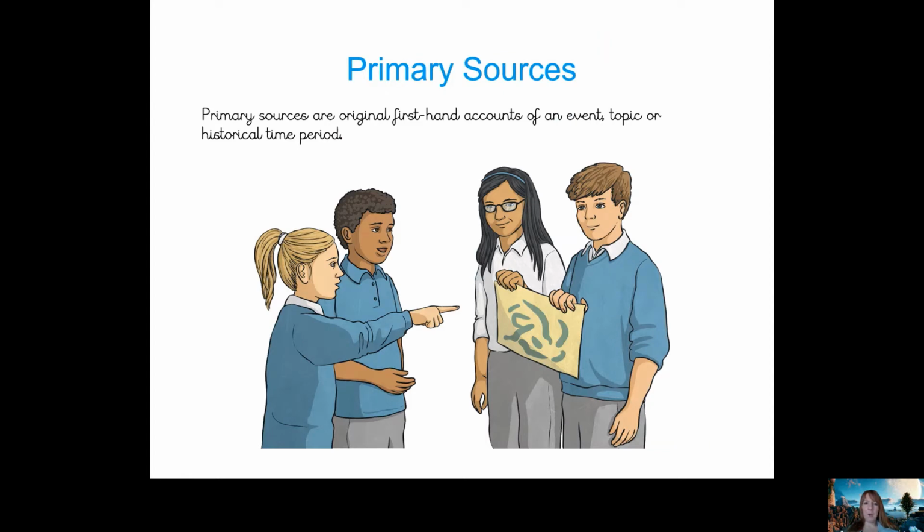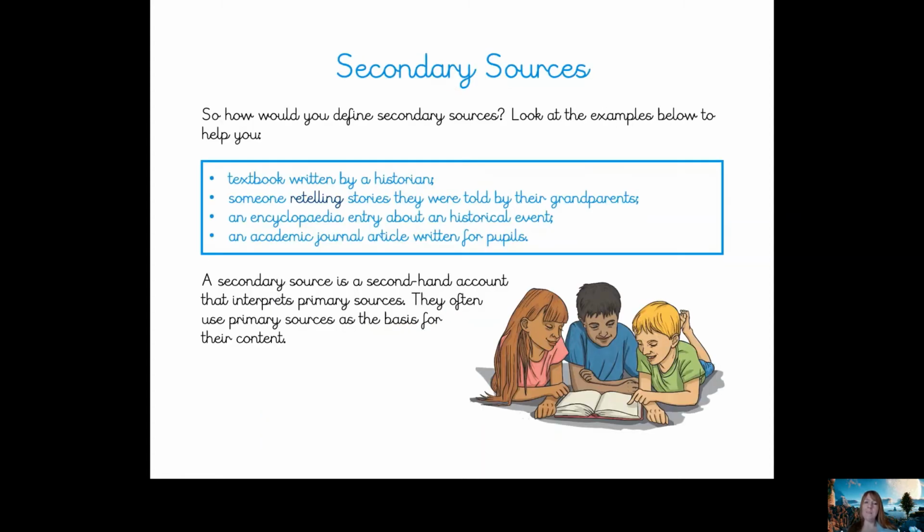There we are. Primary sources are original, first-hand accounts of an event, topic, or historical time period. Okay, so primary sources are from that historical time, or they are witness accounts, people that were actually there saying exactly how it was. Whereas secondary sources are second-hand accounts that interpret primary sources.